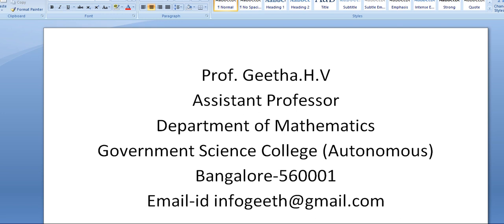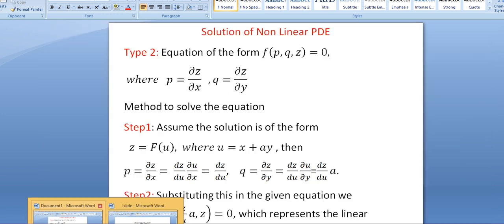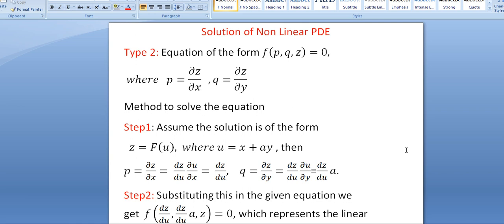In today's video, I am going to explain how to solve a nonlinear partial differential equation of the form f of p, q, z is equal to 0, where p is nothing but ∂z/∂x and q is equal to ∂z/∂y. First, let us see how to solve this, the manual part.